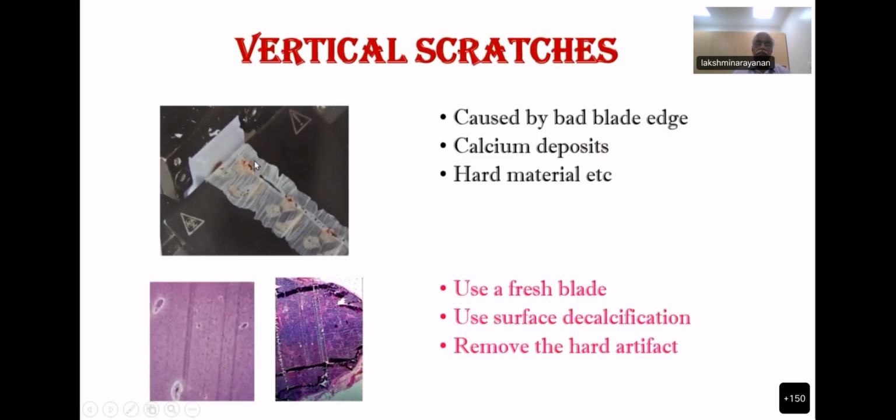And vertical scratches, which you have seen many times, are caused by a bad blade. Calcium deposits may be there, or hard material, just like a thread or sometimes a stapler pin. Then what you can do is use a fresh blade, or use surface decalcification if you feel it's a gritty area with calcium, and then remove the hard artifact if it is a thread or stapler pin.